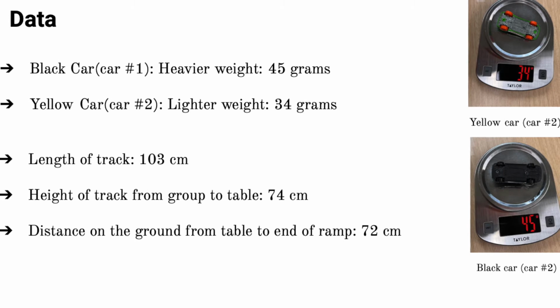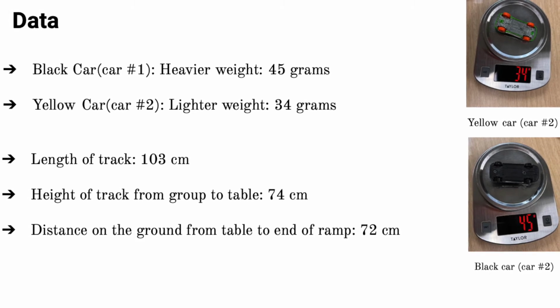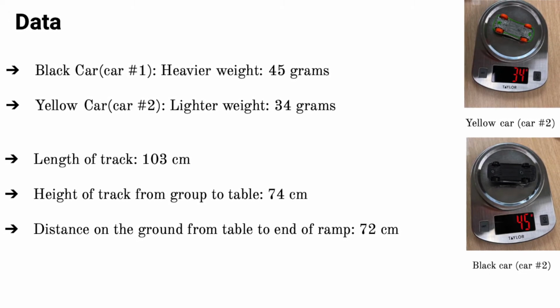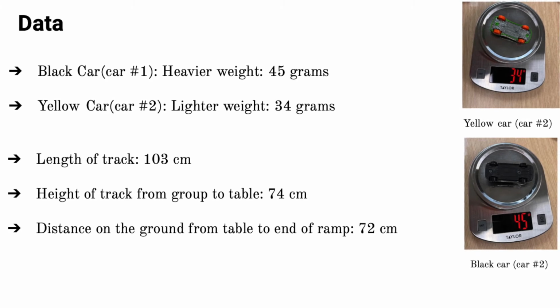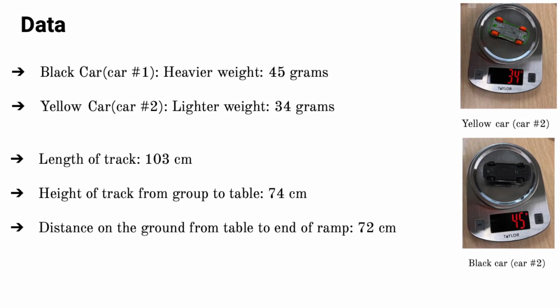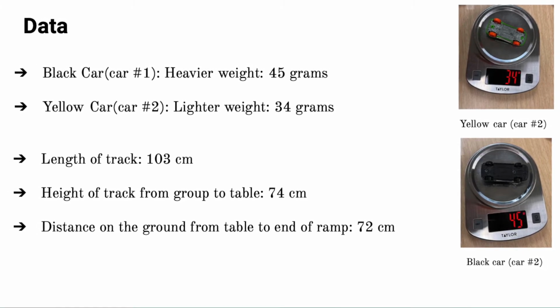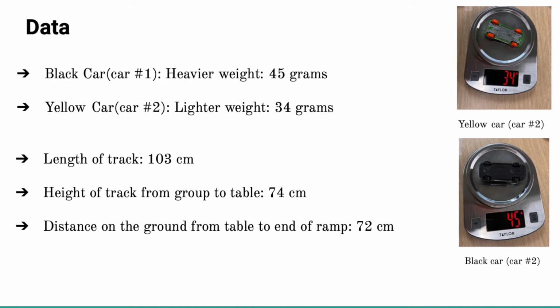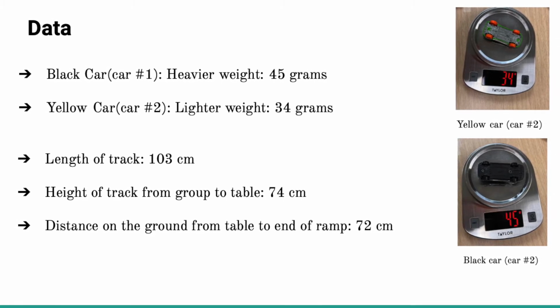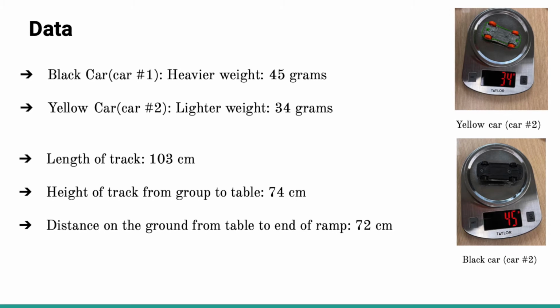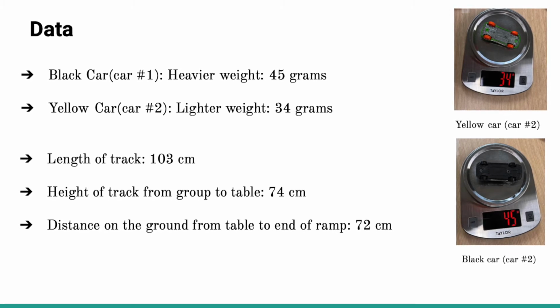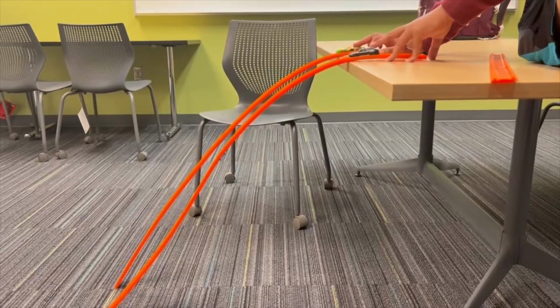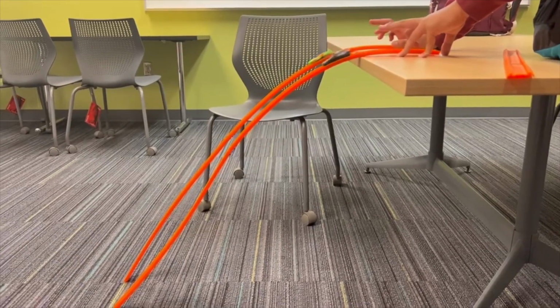Next, car 1, weighing 45 grams, and car 2, weighing 34 grams, were weighed on a mass scale. Then the cars were placed on separate tracks and held at the same distance. The cars were released at the same time, and the motion was captured on video for 3 trials. The velocity versus time graphs were produced for each trial using video analysis software to compare the acceleration of the two toy cars. Trial 1, 3, 2, 1, go.